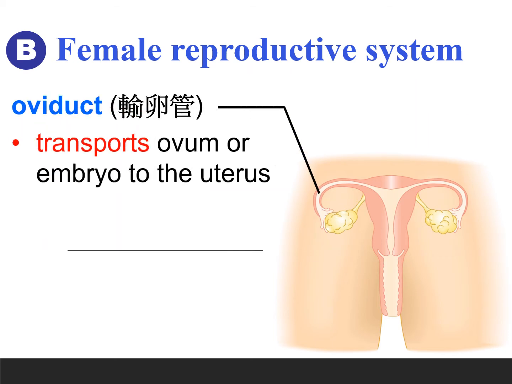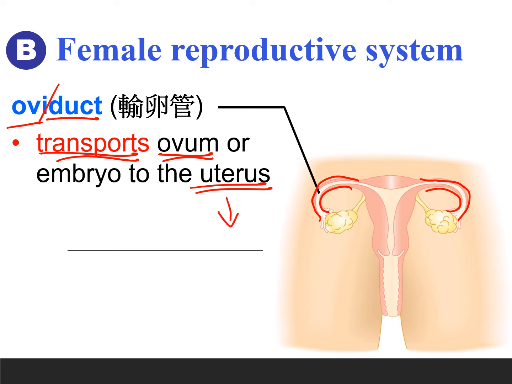Then right next to your ovary, you have the ducts. And this duct, we call it the oviduct, Chinese 輸卵管啦. Based on the Chinese name, you can easily know the function. It helps to transport 輸送 the ovum, that means the egg 卵子啦, to the uterus. Uterus means 子宮.